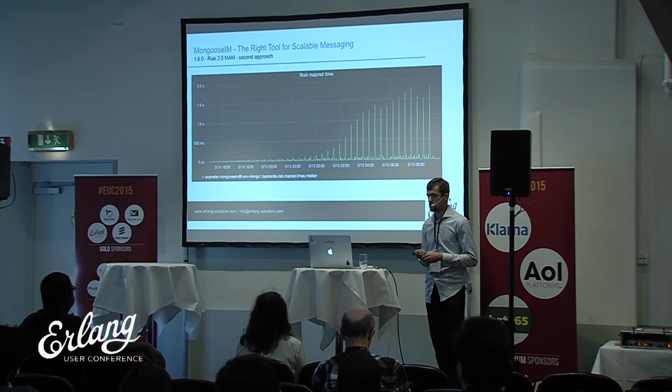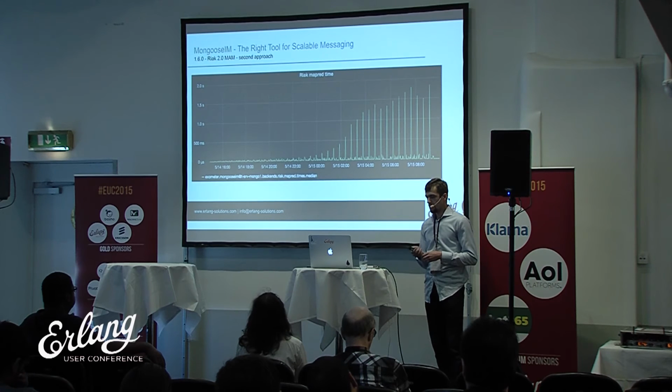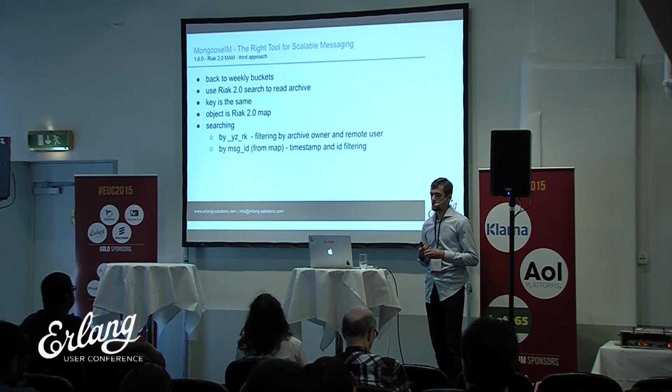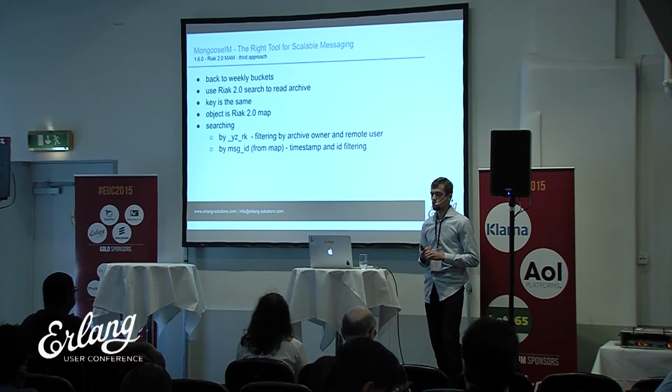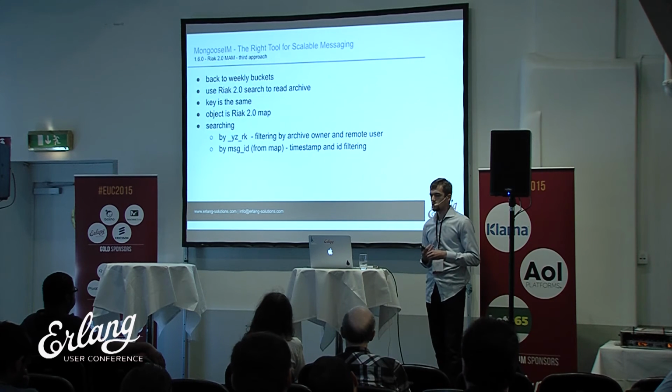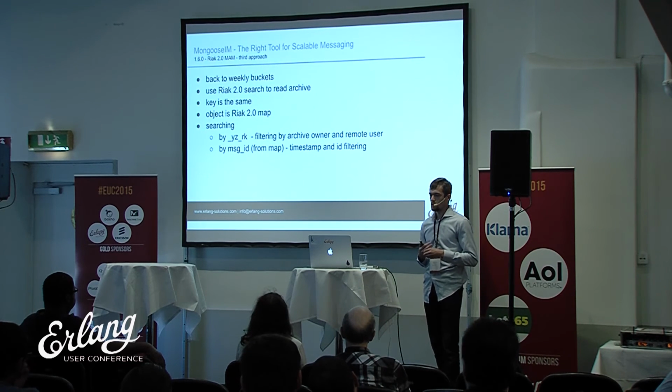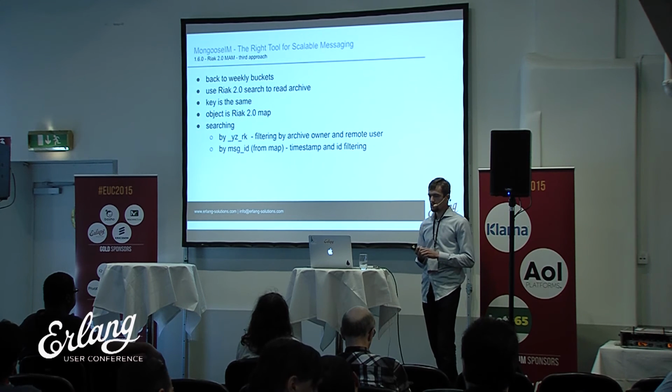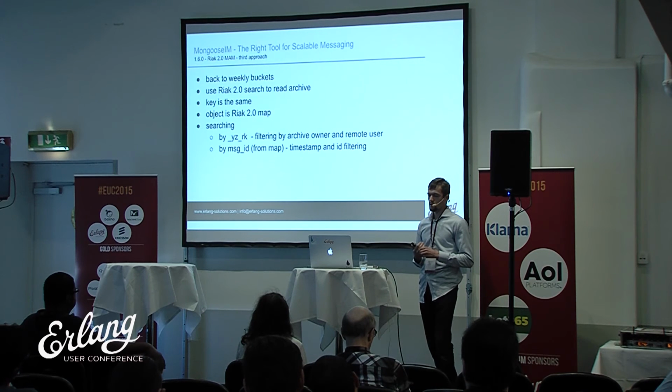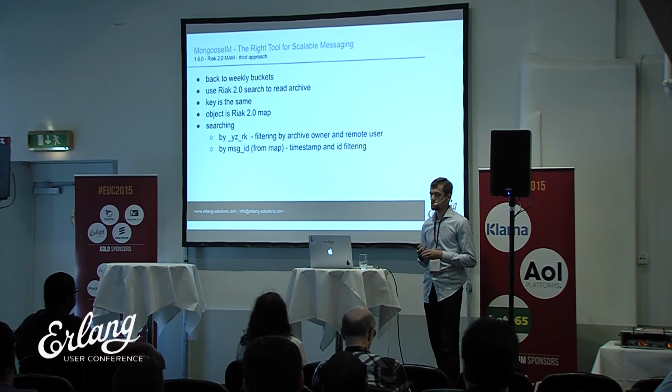So this is still not an acceptable approach, and that's why I started implementing the archive based on the Riak 2.0 search mechanism. I returned to weekly buckets and used Riak search to read the archive and query for specific time spans or filtering by owner and remote user. The key is the same as previously, but I had to change the object, and now in this approach it is a Riak 2.0 map with 2 keys. One is the message ID and the second is the message itself.